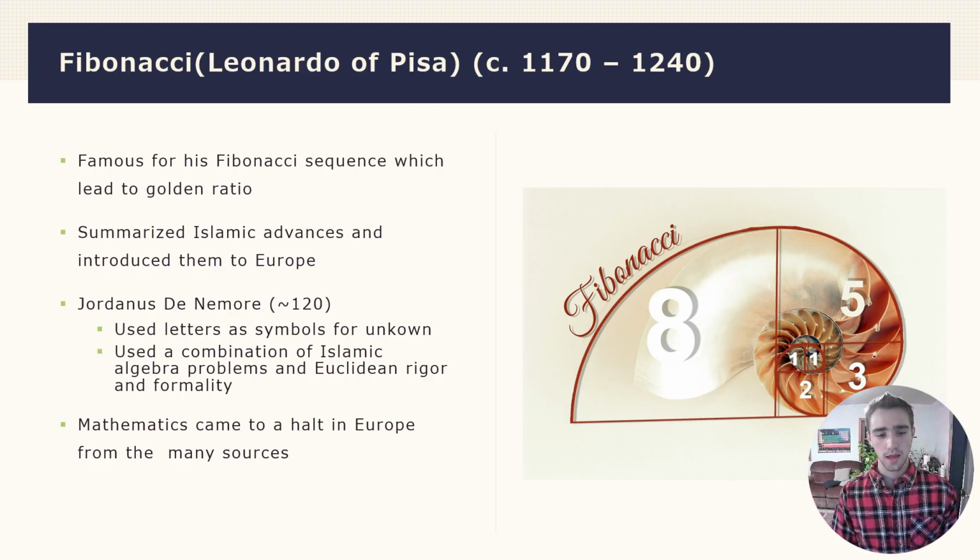His successor, Jordanus de Nemore, his work represents the structure of Western mathematics, a combination of methods used before but with our own advances. For example, he used a combination of Islamic algebra problems but Euclidean rigor and formality, and he made his own contribution with using letters as symbols for mathematical problems.